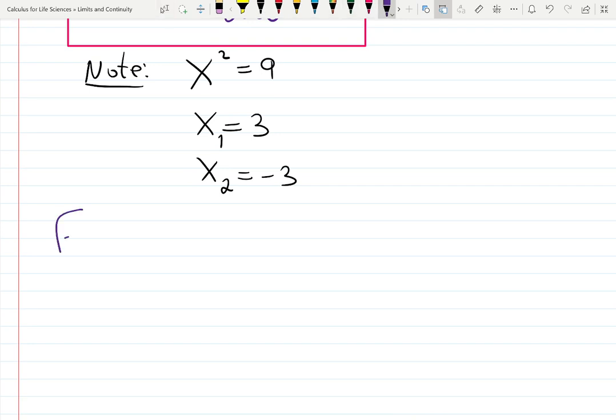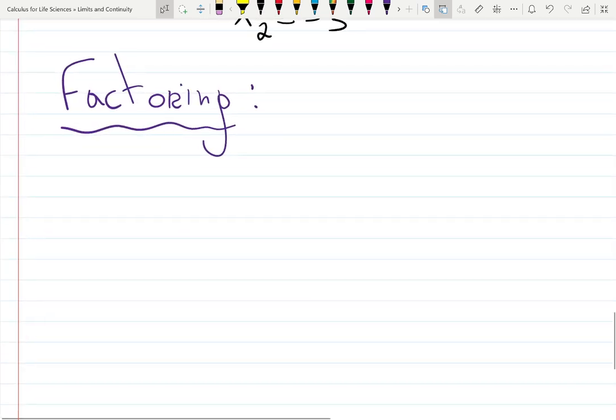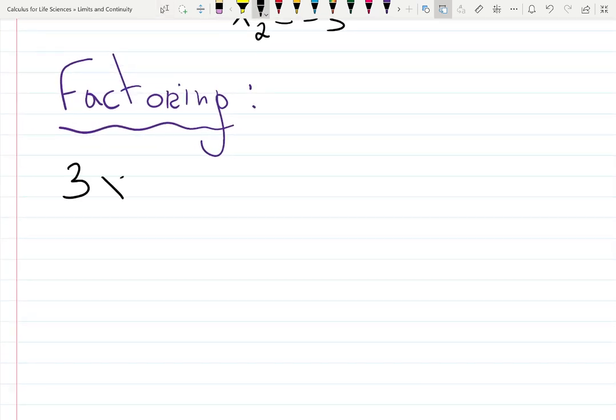Factoring. Factoring is when you collect some terms that look alike and then factor them out. 3x to the 5 plus 6x to the 7 minus 9x to the 11 equals, oh, that is weird, x to the 7. Factoring means you want to divide by the same thing that repeats everywhere.